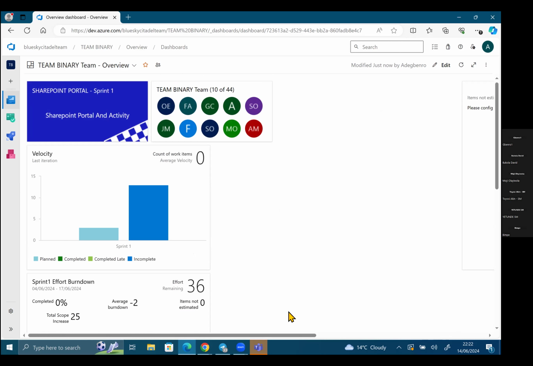Okay, so that's how you generate your sprint burn down chart, and then the velocity is real time. Once whatever is going on the board, once you've set it up, the velocity would sort itself.